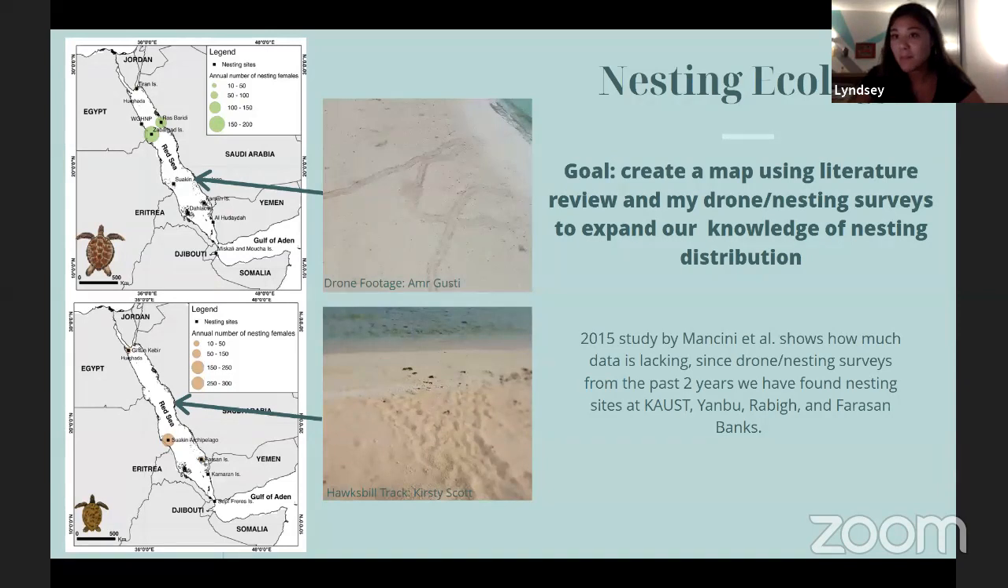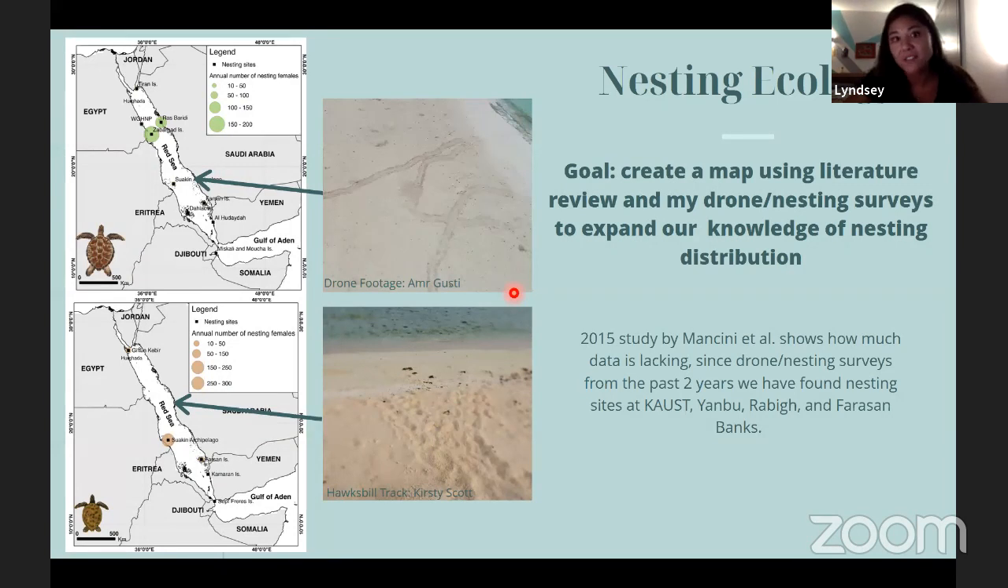So with the help of some of my colleagues, Amr and Royal, we droned a bunch of islands out in the Farazan Banks area, and we were looking for turtles. And it is pretty clear that there's a large amount that are nesting out there. But in the literature, these maps on the left are published by Mancini et al. in 2015, and the areas that we found nesting turtles in weren't in this publication at all. And same with the beaches and islands offshore of Kaus that we found nesting evidence on; they also were not located in this publication. So there's definitely more information that needs to get out there.